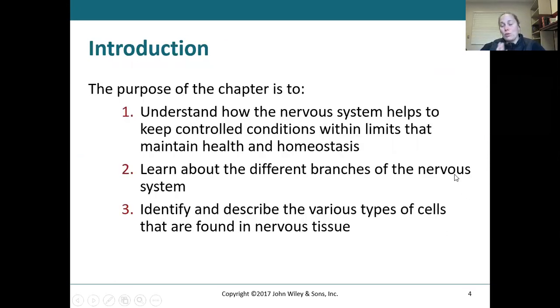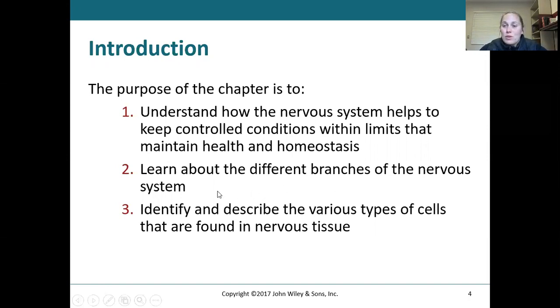Okay, so the central nervous system. Ultimately, the purpose of the central nervous system is to take all of the environment around us, take it in through the sensory system, and generate an adaptive type of response. So it also helps us maintain internal homeostasis. It helps us to control conditions that maintain health and homeostasis. So it does help maintain all of the different mechanisms occurring within the body.